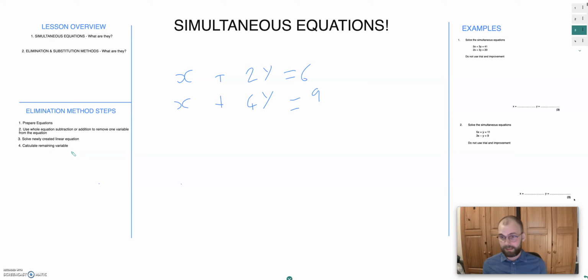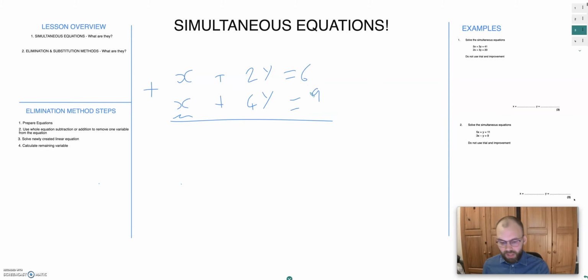So then the second step is to do a whole equation subtraction or addition. Now what do I mean by this? Okay, so I'm going to give you an example with this equation. It's not going to give us the answer, but it'll show you what I mean. Let's do a whole equation addition. This is where you go through and you add each element from one equation to the other equation.